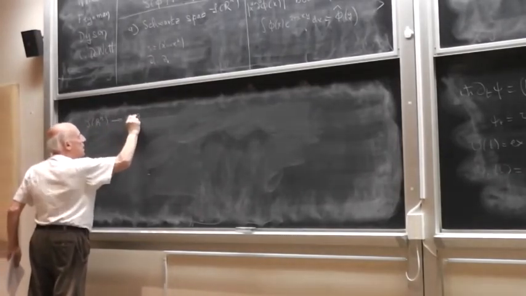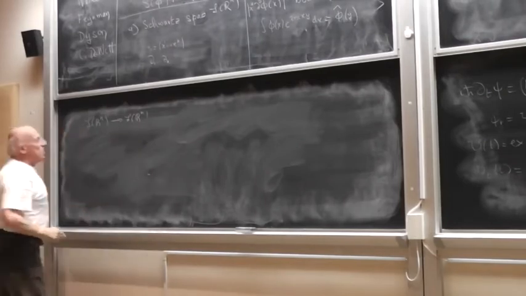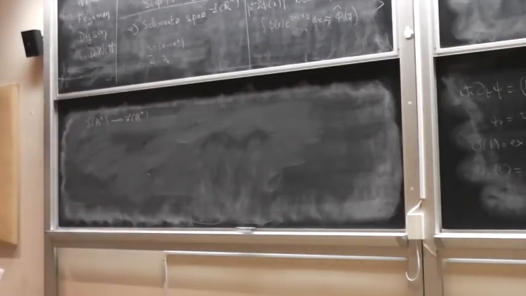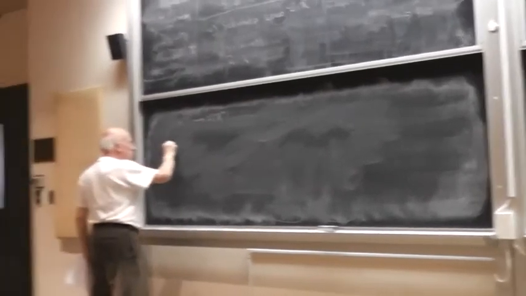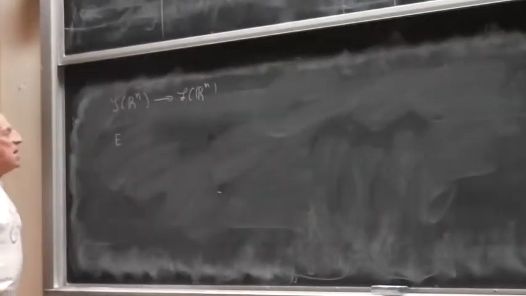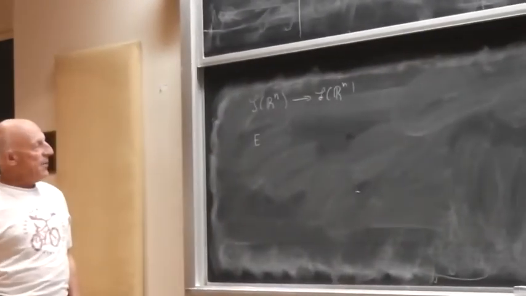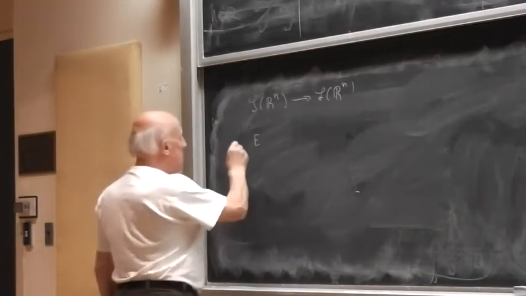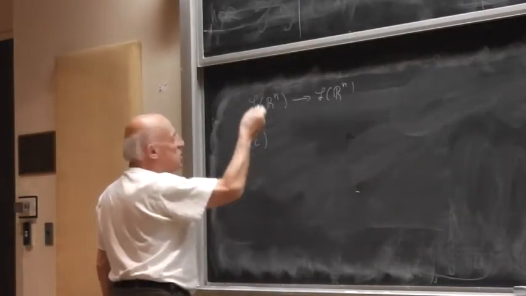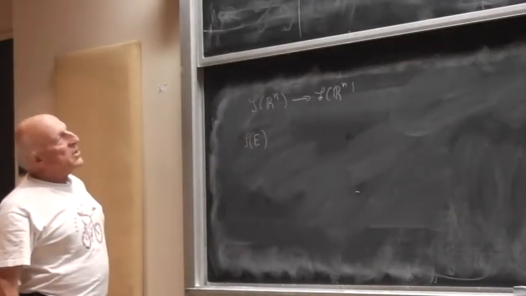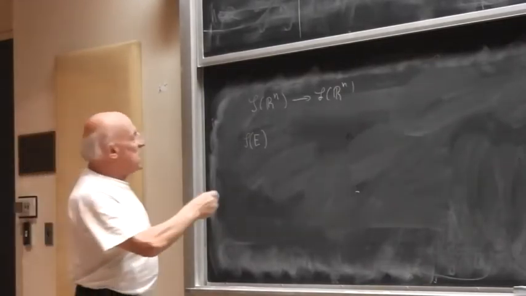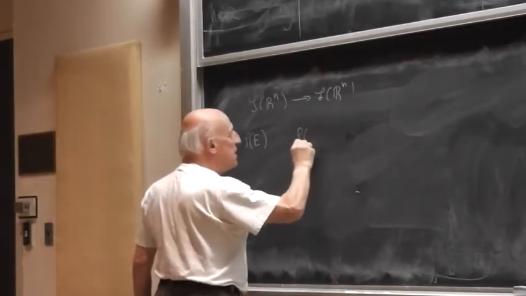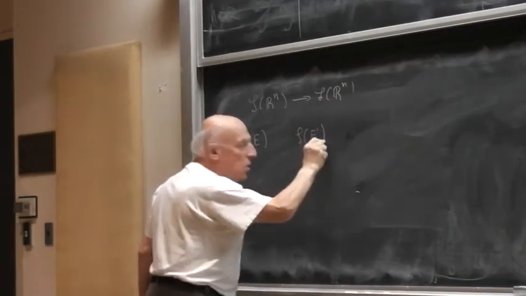I want to be a little more careful because I have to do things independent of coordinates. So I will choose E, an n-dimensional real vector space, and define S of E, which is easy to define. It's independent of the choice of coordinates. And the Fourier transform maps this into S of the dual space E prime.